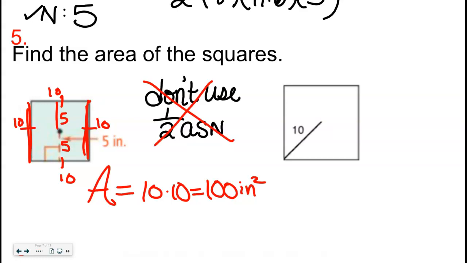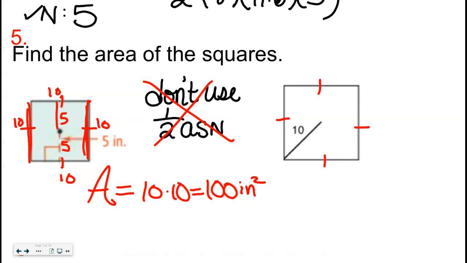Would you agree, Alex, that a square is also a rhombus? What do you think? He doesn't even hear me because he's on his phone again. Can you put your phone up here? Thanks.